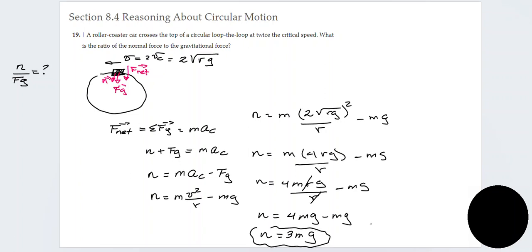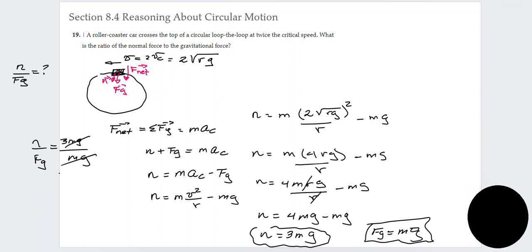This is the value of the normal. We know that the force of gravity is just mass gravity, right? So if we want to find the ratio between the normal to the gravitational force, in this case just in terms of the magnitude, we have my normal 3 mass gravity over my force of gravity, which is mass gravity. We cancel this out, so we have that this ratio is equal to 3. So the normal force will be 3 times the value of the gravitational force in this problem.